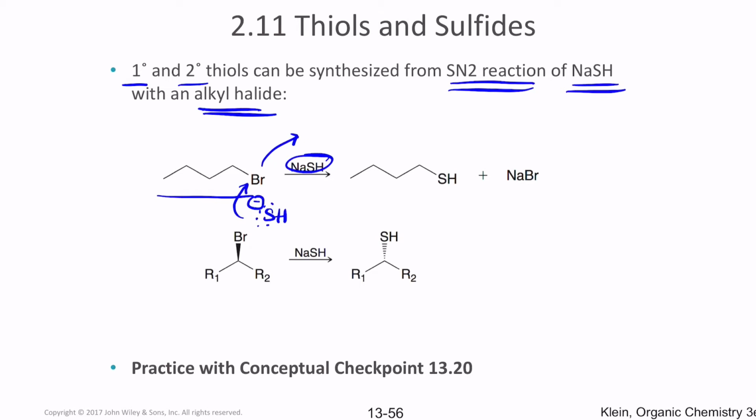Now if the carbon is a chiral center, then it will automatically alter the configuration, changing from R to S or S to R. So it will always change the chirality of the compound.